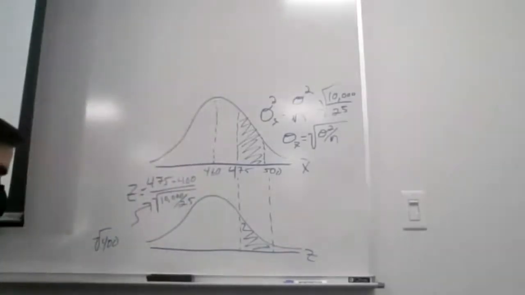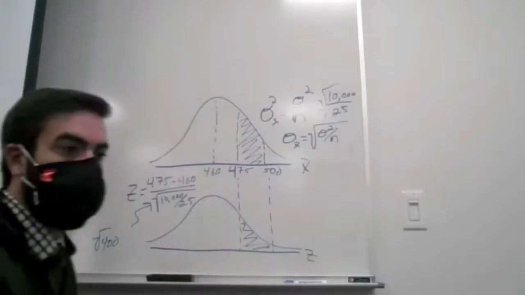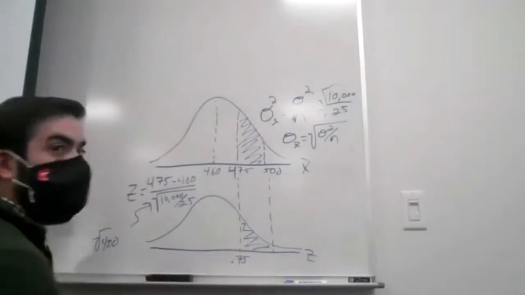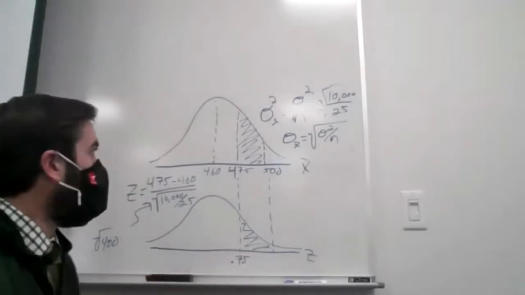20, so 15, so 0.75, is that right? Hold on, 47. Yeah, 15 divided by the square root of 10. Yeah, 0.75. So here, we get a z-value of 0.75, right?